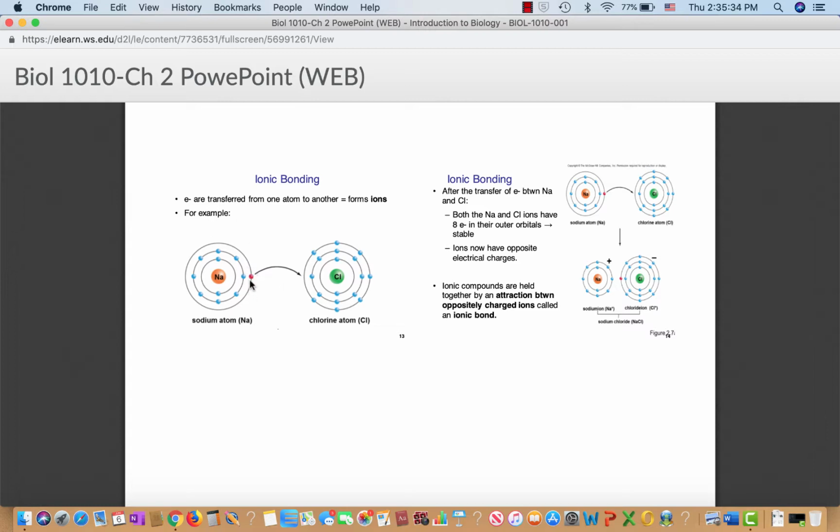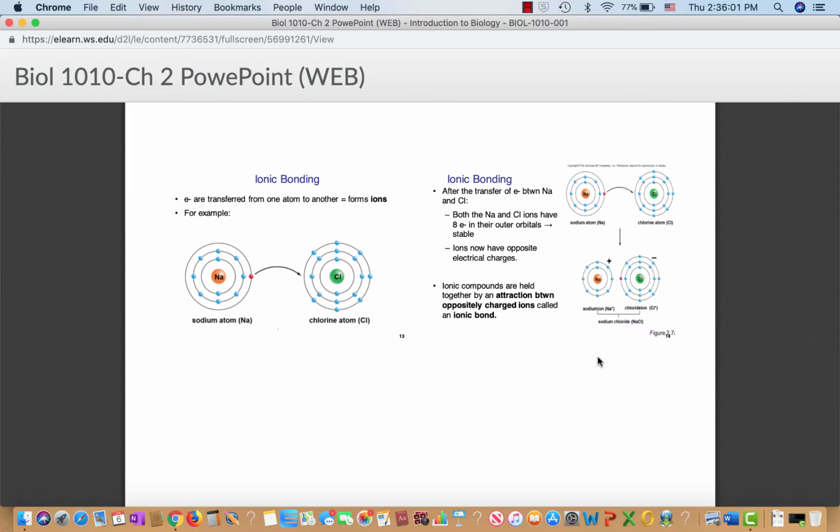So what happens then is the chlorine will steal this electron, which will result in the chlorine having a negative charge and the sodium having a positive charge, which means positive attracted to negative, so you have an ionic bond, and they are just kind of stuck to each other based on that charge differential. This forms sodium chloride, which is table salt.